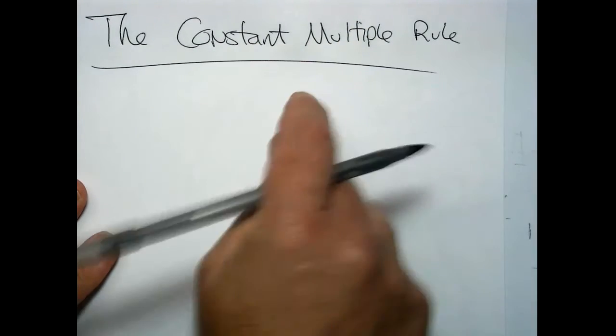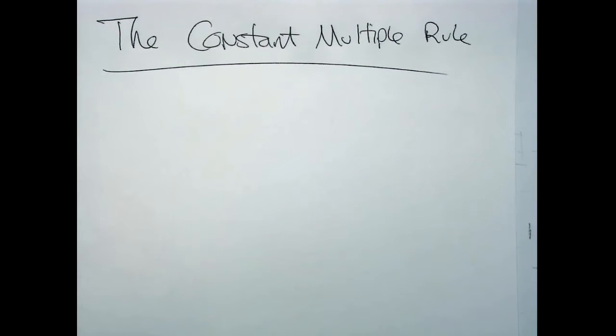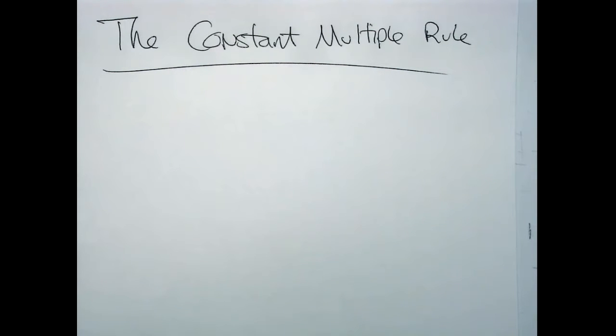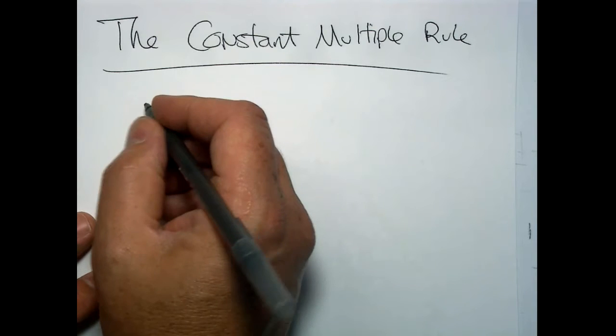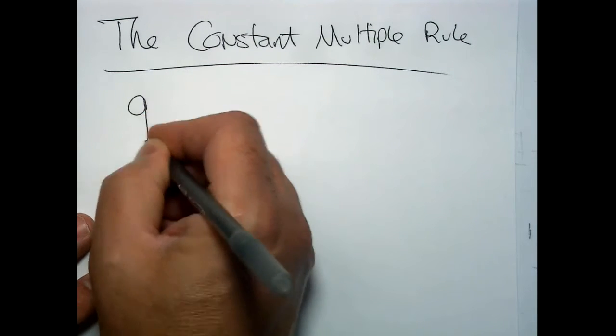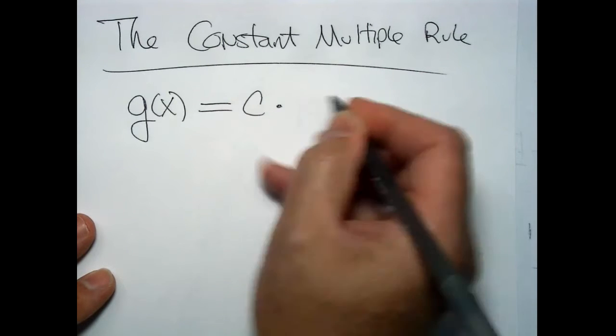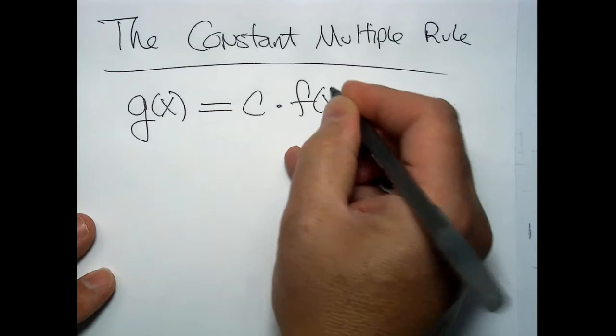Now, I kind of cheated a little bit on this one because I used the constant multiple rule to help us discover the constant rule where it was equal to 0. So what I'm going to show you here is, let me see if I can just deliver a pretty nice looking proof for the constant multiple rule. Let's say, for example, we had a function g of x. And all it was, was some constant multiplied by some other well-known function, f of x.